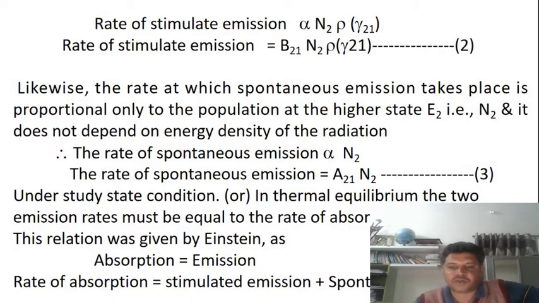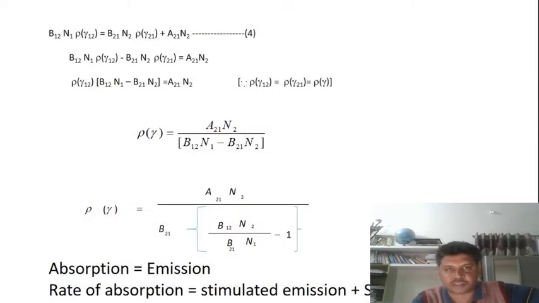After knowing these three rates, we now come to the steady state conditions, that is, thermal equilibrium conditions. Rate of absorption is equal to rate of emission. In absorption, one kind of equation is there, that is the rate of absorption. In emission, two different kinds of emission rates are there: one is stimulated emission, another is spontaneous emission.